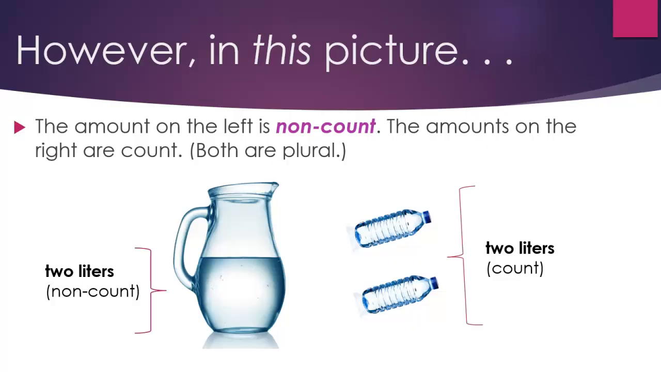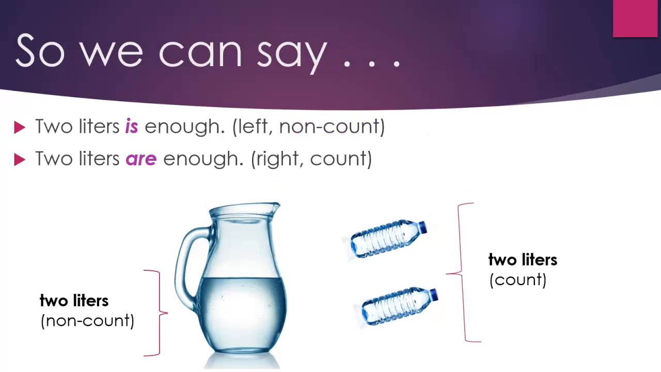However, in this picture, the amount on the left is non-count. The amounts on the right are count. Both are plural. 2 liters of water in the picture means one amount. 2 liters of water in these pictures mean 2 bottles of water. So we can say 2 liters is enough. On the left, non-count. 2 liters are enough. On the right, count.